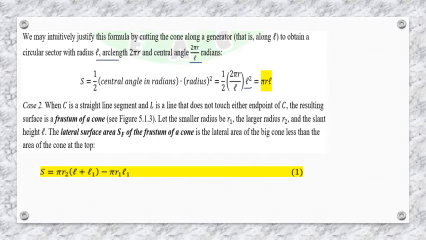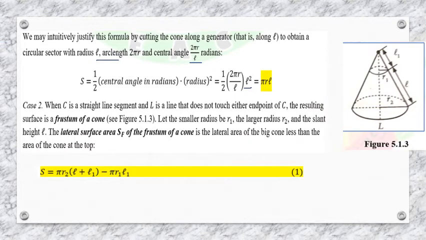In case 2, class, when C is a straight line segment and L is a line that does not touch either endpoint of C, the resulting surface is a frustum of a cone. See figure 5.3. Let the smaller radius, this small radius here, be r sub 1, and the larger radius, at the bottom of our cone, r sub 2, with the slant line L, and the height, and the slant height L.